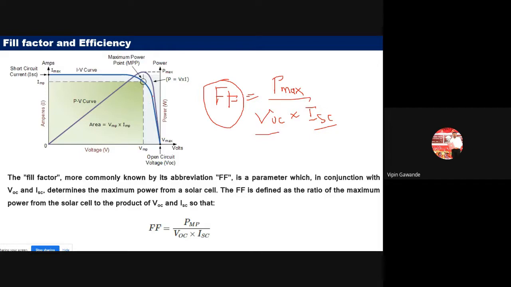P max here is VOC multiplied by ISC, but this is for the ideal condition. That means if we take P max equal to VOC into ISC, then the fill factor will come out to be 1. So its range will be from 0 to 1. But as we are saying, the power is not always equal to the ideal condition, but it is less than that of the ideal condition. So that's why this value is always less than 1.